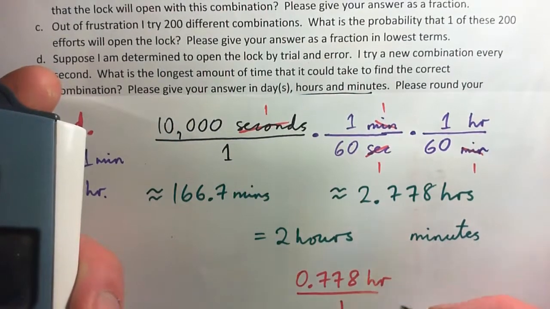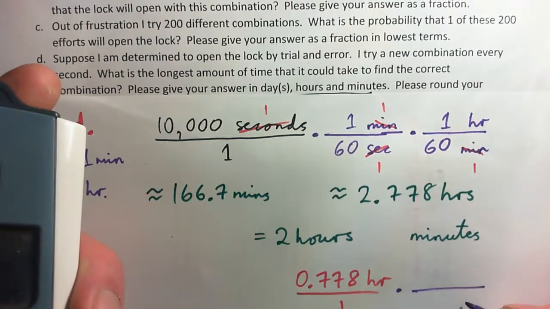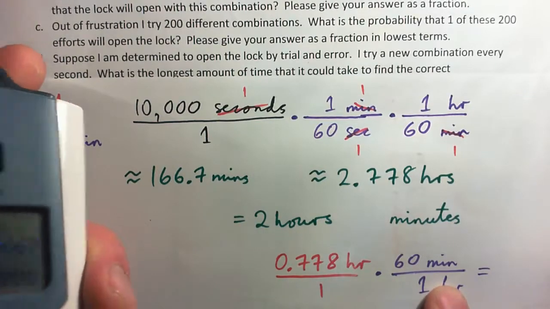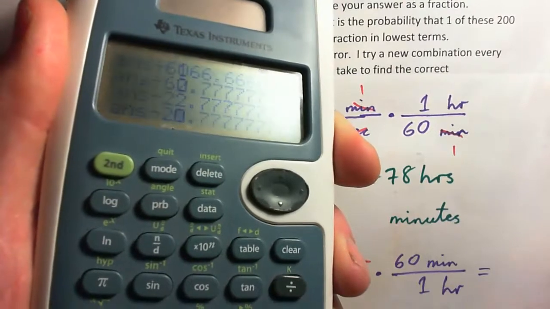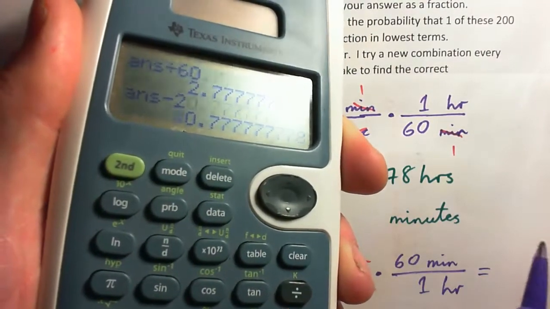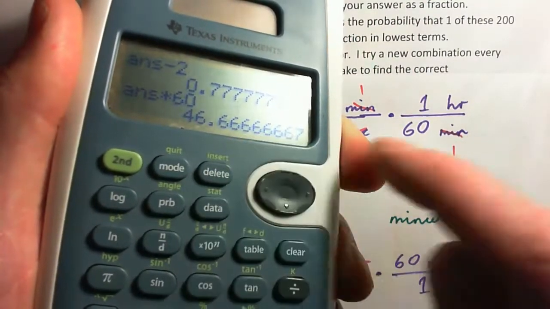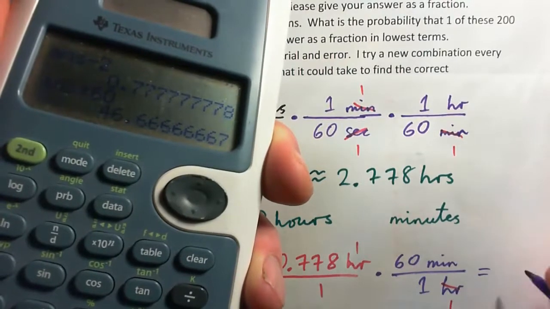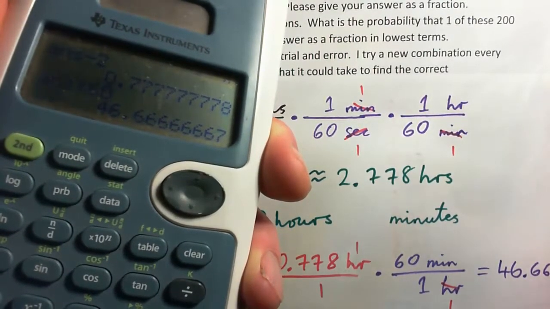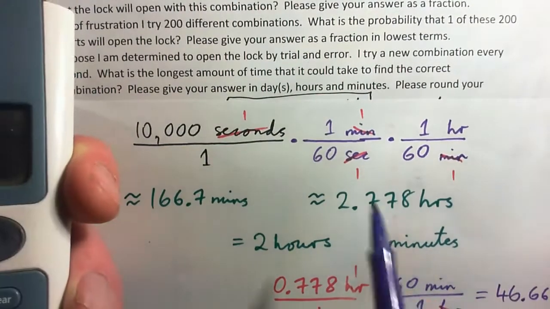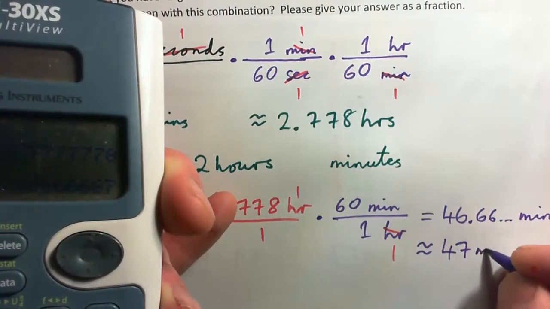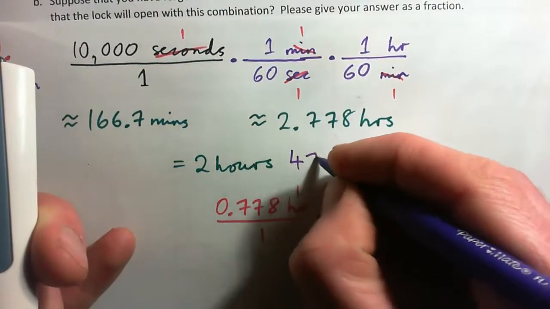0.778 hours over 1, see that? And turn that back to minutes. Turn the hours back to minutes, right? 1 hour, 60 minutes. And see how we end up multiplying by 60 again, right? 0.778 hours times 60. So on this thing, I'm going to subtract 2 just to get this whole thing so I don't have to round. Okay, then I'm going to multiply that by 60. Okay, and that gives me 46.666. And here my hours cross cancel. And I get 46.66 and so on minutes. Which rounds, because it says, please round your answer to the nearest minute. So that rounds to 47 minutes. So the answer, 2 hours 47 minutes.